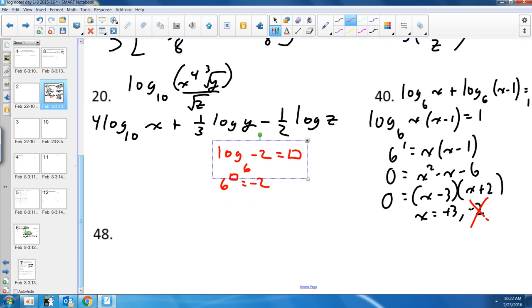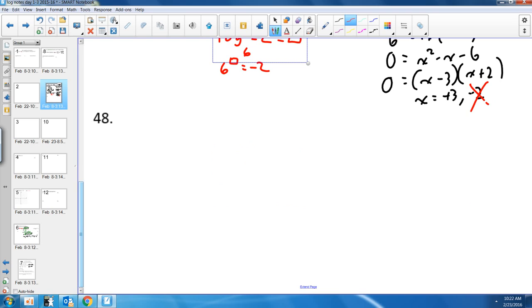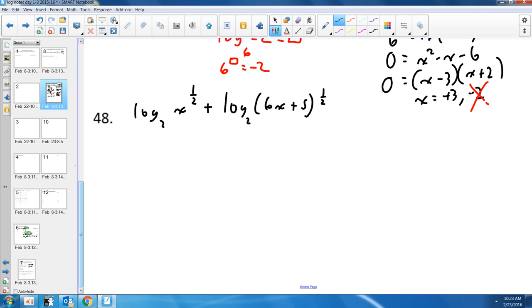Number 48. This one's a little more interesting. Log base 2 of, I'm just going to rewrite this as x to the 1/2, plus log base 2 of 6x plus 5 to the 1/2, equals 1.